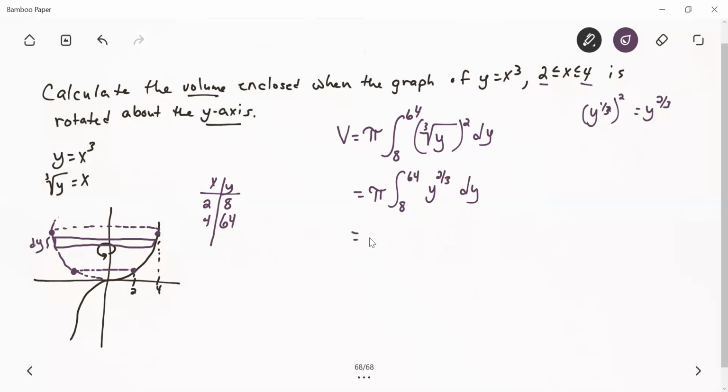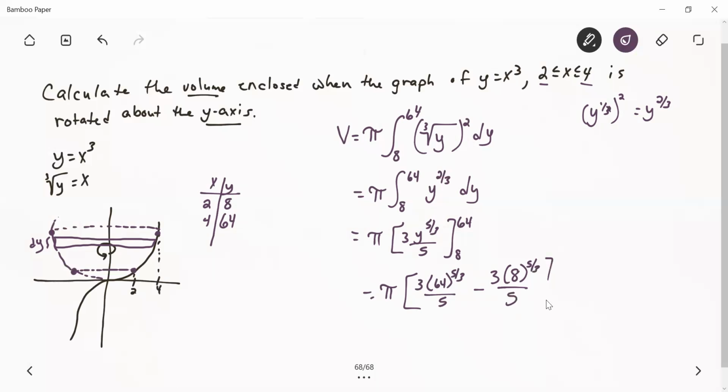Okay, so let's see, pi times y to the 2/3 plus 1, so that's 3/3, so this is y to the 5/3 over 5/3 from 8 up to 64. Okay, so this is pi times 3 times 64 to the 5/3 over 5 minus 3 times 8 to the 5/3 over 5. Okay, well, we can calculate this out.